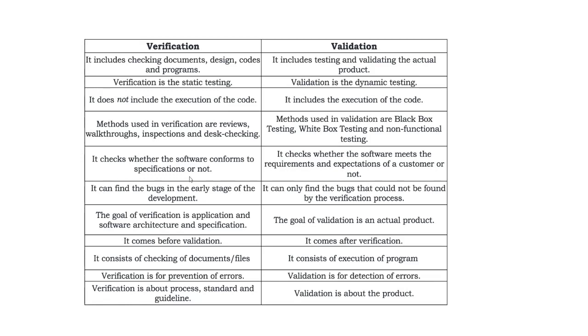Validation checks whether the software conforms to the specification or not. Once we go through that, you can verify whether we are on to the specification properly or not. It checks whether the software meets the requirements and expectations of the customer or not. So once you test the application, you will get to know whether we are meeting the customer's expectation or not. Verification can find bugs in the early stage of the development.